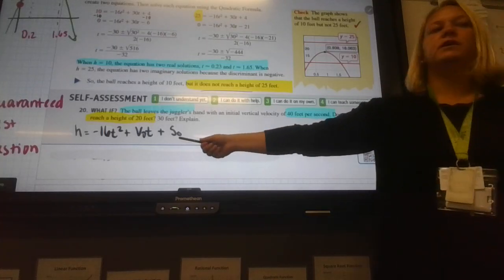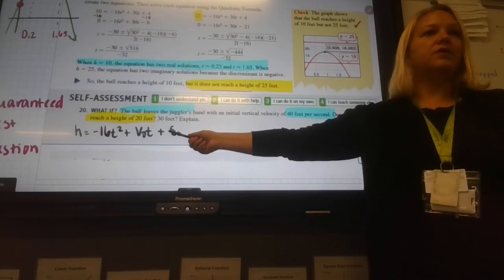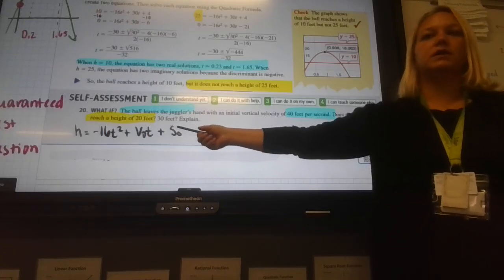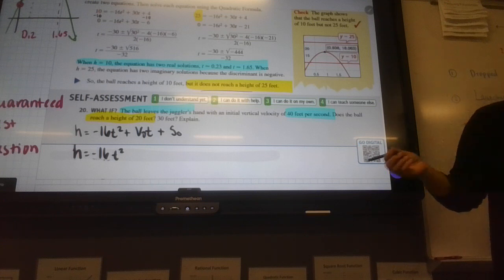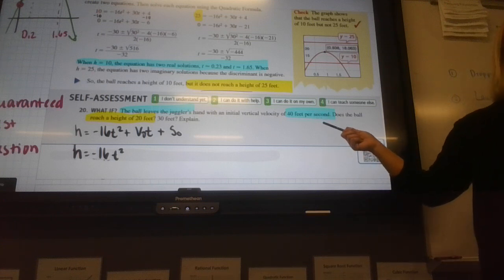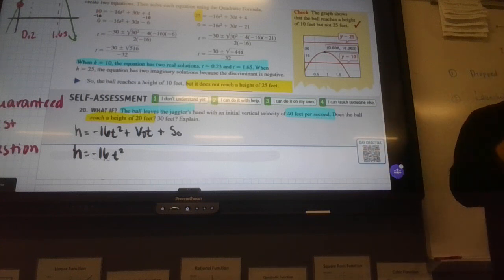You don't have to memorize this. It'll say use this model, but you have to plug into it correctly. Same 4-foot juggling situation. The ball leaves the juggler's hand with 40 feet per second. So they're putting a little more effort. They want the ball to go higher. They're throwing it faster. So we're going to put a 40 in.